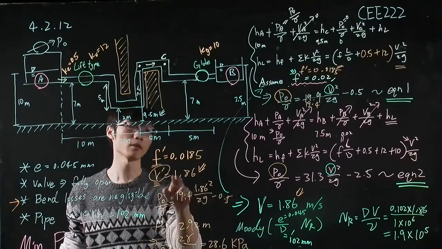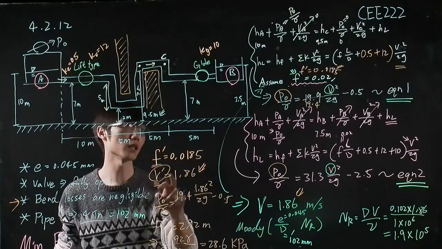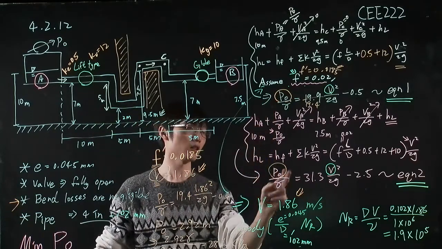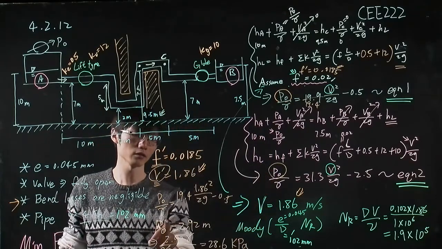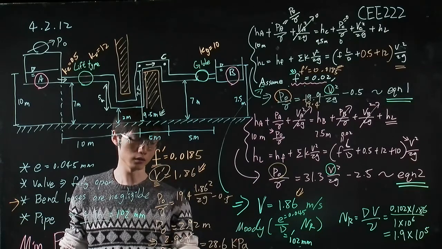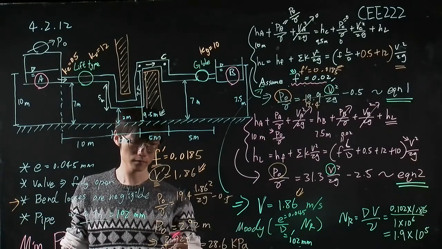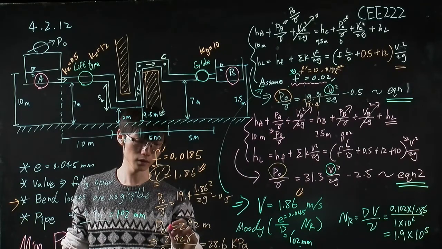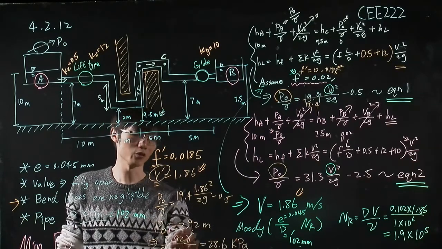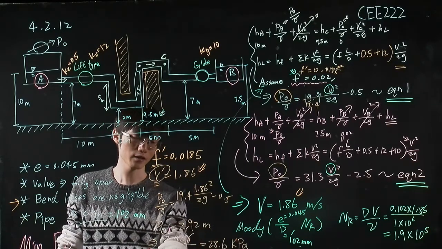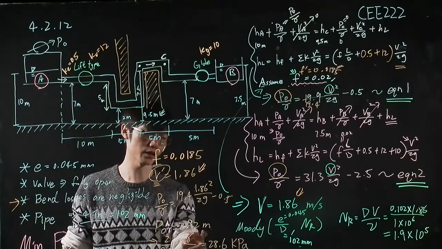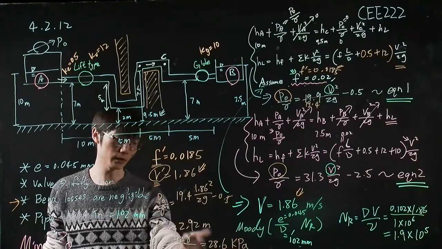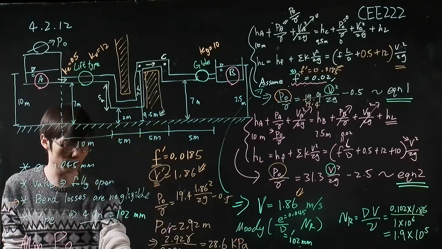Then we simply plug this new velocity into either equation 1 or equation 2. Then we can solve for this P naught, which is equal to, yeah, I missed this term. P naught is equal to 2.92 meters. And then we can do the unit conversion and translate this meter into kPa by this term that is right down here.